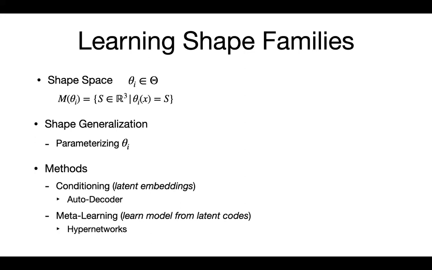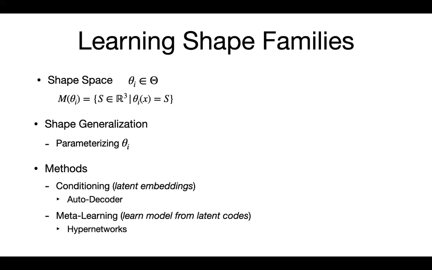And in that sense, we have a generalization of shapes, and we are parameterizing the space of shapes, and learning this from data from different surfaces with different properties. There are two basic methods to do that. One uses conditional learning, and the other uses meta-learning. Here in the course, I'm going to discuss conditional learning, and I'm going to talk about the autodecoder.